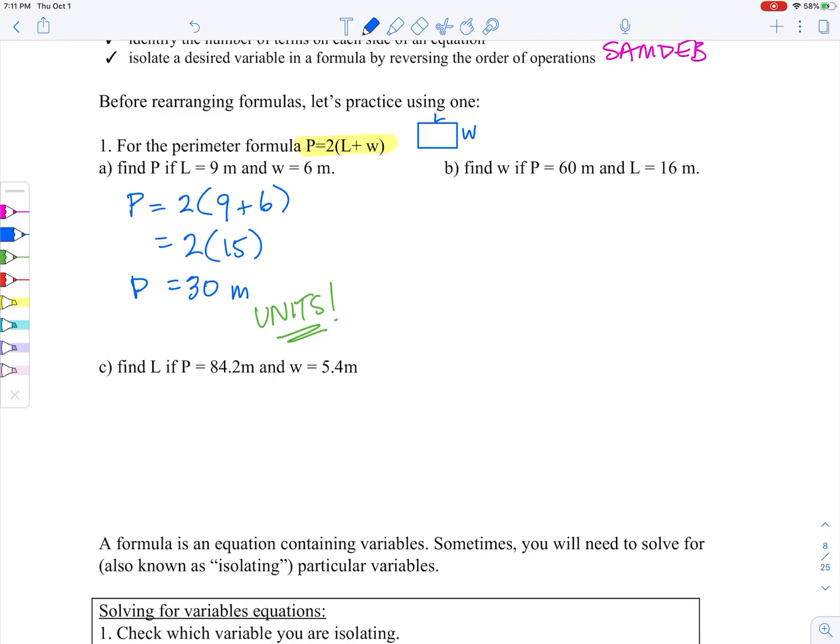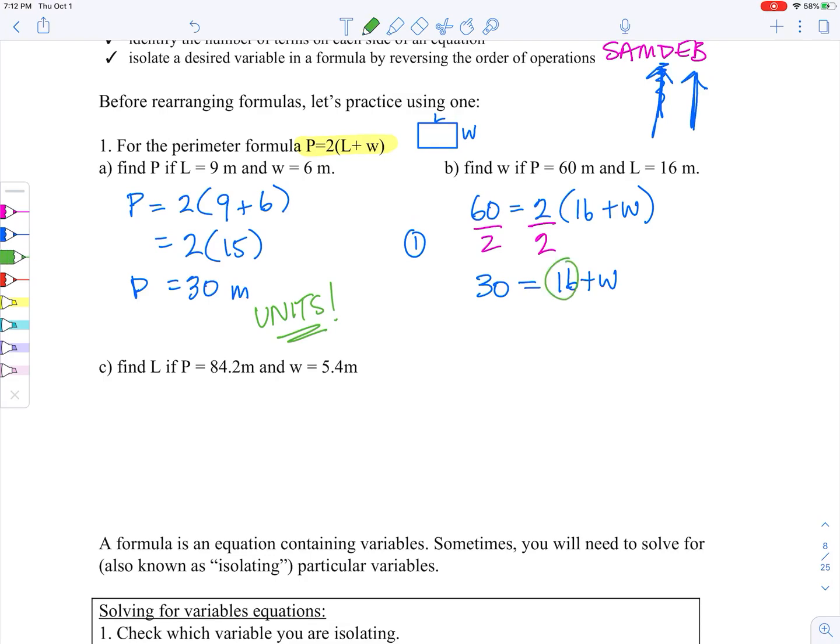Part B says find W, or the width, if this time we know the perimeter is 60 and the length is 16. So if we do straight substitution, we would get 60 equals 2 times the quantity 16 plus W. Now there's two ways we can do it. I'm going to show both. The first way would be to undo that multiplying by 2, because multiplication comes before brackets. So we could, in this way, divide both sides by 2, and we would get 30 equals 16 plus W.